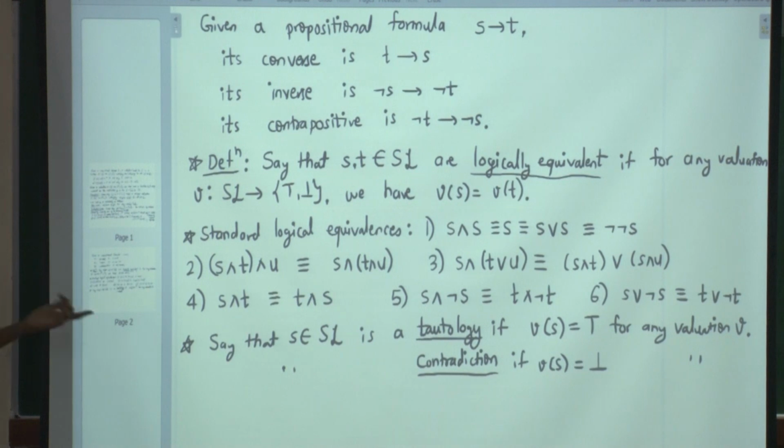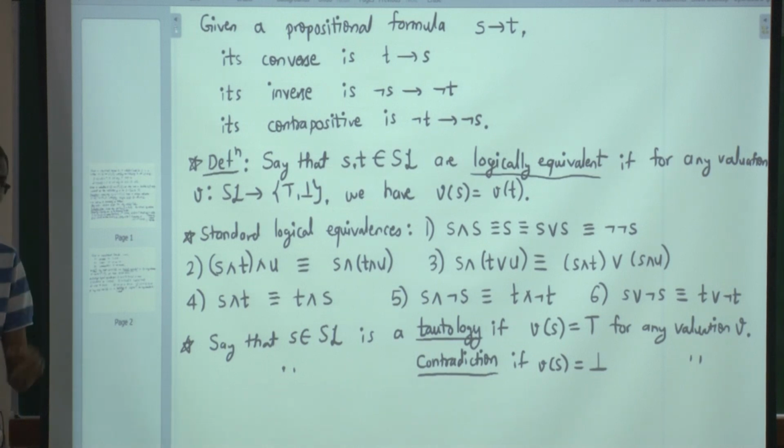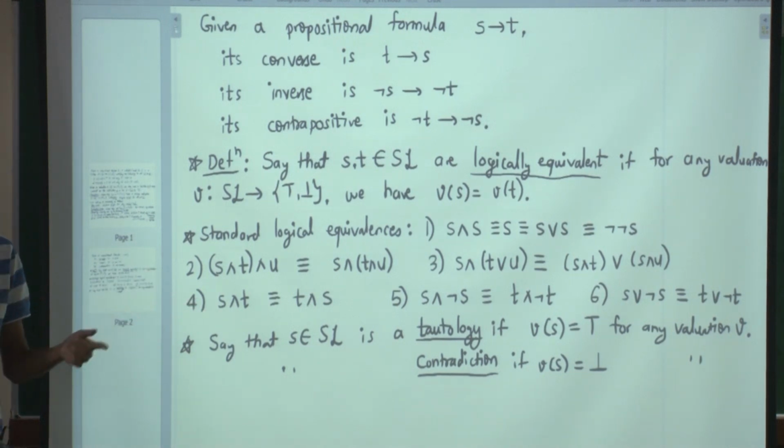Now, what is the role of tautologies and contradictions? If I give you two different tautologies, then what can you say about their logical equivalence? They are logically equivalent, right? So, the logical equivalence class of a tautology will be what in the Boolean algebra? 1. And the logical equivalence class of contradictions is the 0. Okay.